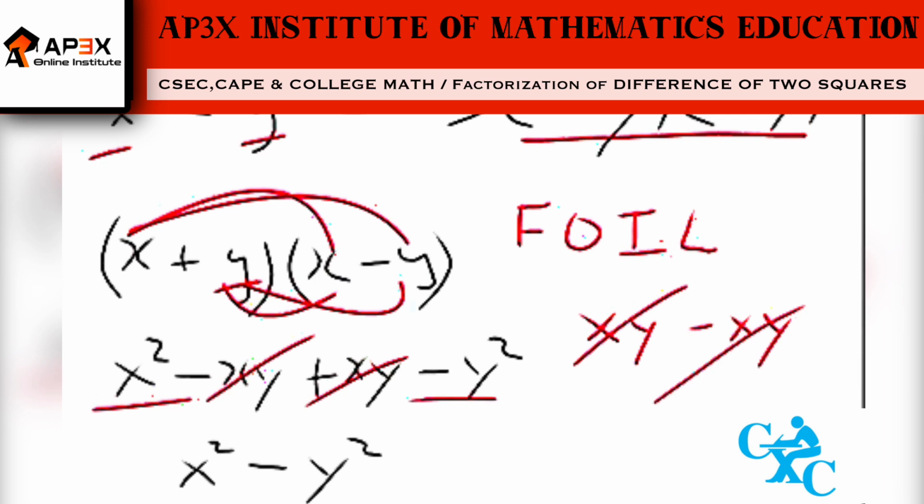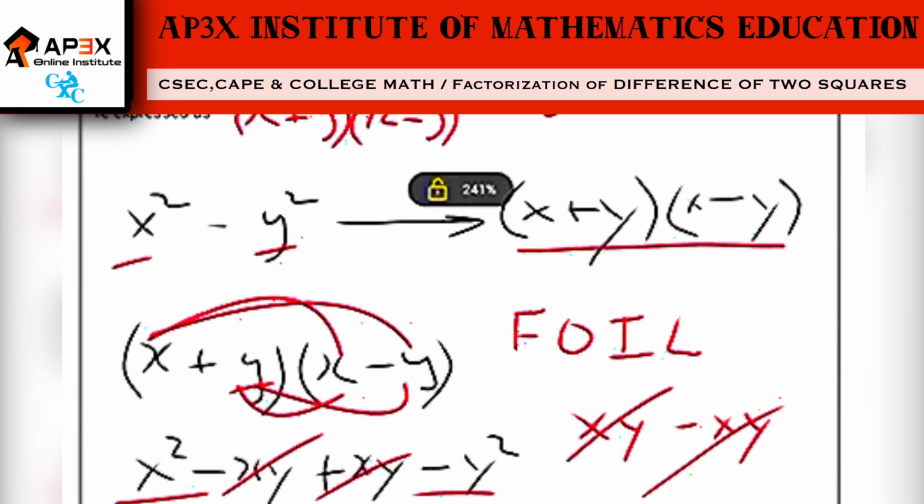So technically then, x plus y by x minus y, when expanded and simplified, will give us back x squared minus y squared. So that is the fundamental basis behind why we can express any expression where the first term is raised to a power of 2 and the second term is raised to a power of 2 as x plus y by x minus y.